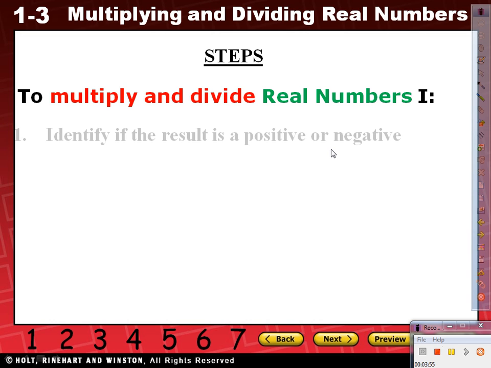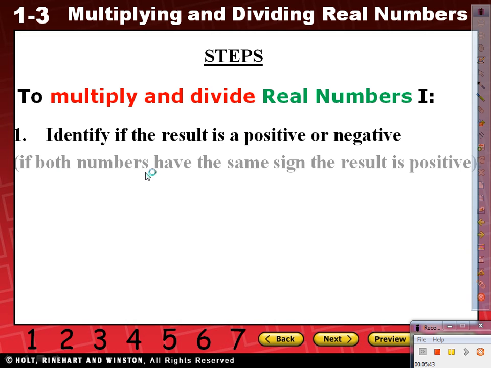Underneath that, in parentheses, let's write the rule. How do we identify if the result is positive or negative? If both numbers have the same sign, the result is positive.